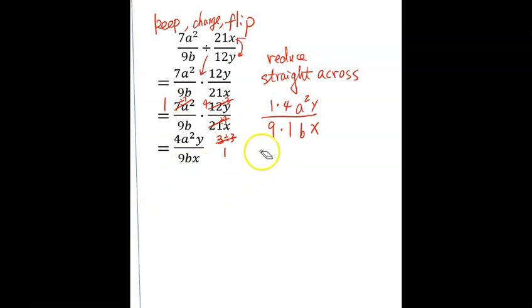Just to quickly summarize the rules: when we add or subtract fractions, we have to make sure they have matching denominators. But for multiplication, they don't have to have matching denominators. As you can see here, they have different denominators, but we can multiply them straight across. And for division, we use the rule keep, change, flip.